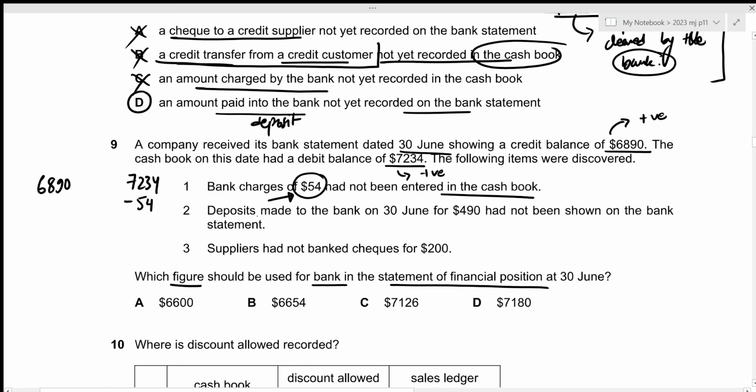The second one is deposits made to the bank on 30 June for 490 had not been shown on the bank statement. This is the deposit. So this is the amount that we received, which we need to show in the bank statement. So we'll be adding 490 into our balance as per the bank statement.